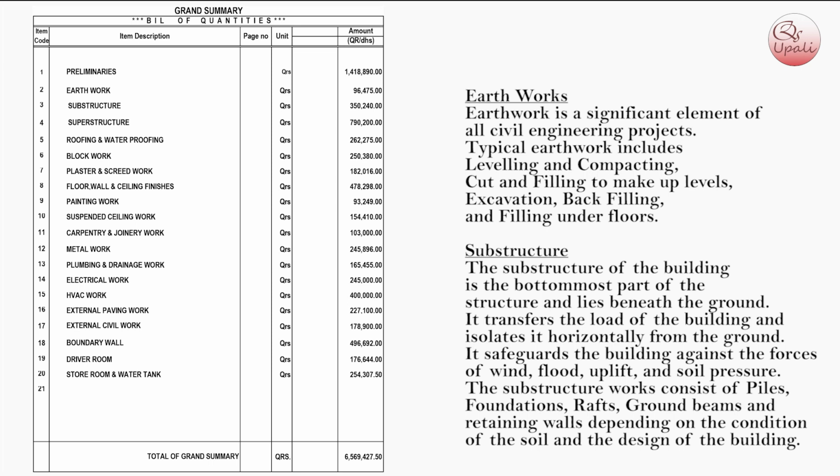Substructure. The substructure of the building is the bottommost part of the structure and lies beneath the ground. It transfers the load of the building and isolates it horizontally from the ground. It safeguards the building against the forces of wind, flood, uplift and soil pressure. The substructure works consist of piles, foundations, rafts, ground beams and retaining walls, depending on the condition of the soil and the design of the building.